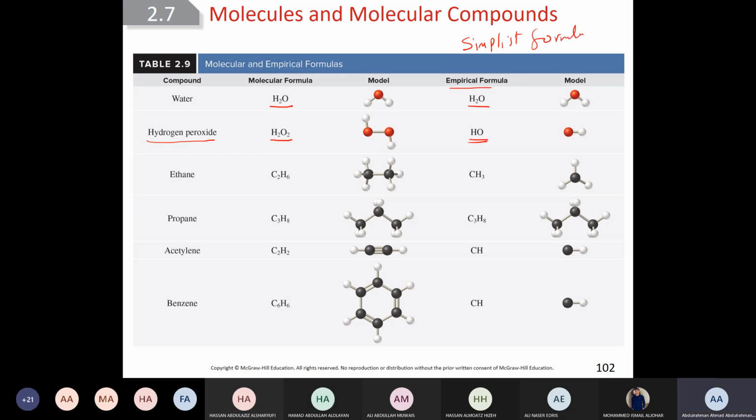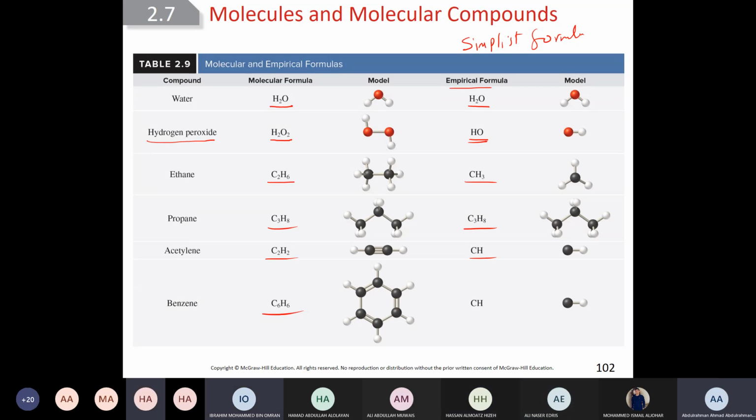Clear? How about C2H6? Can we make it simpler? Yes. How? Divide by 2, so CH3. How about C3H8? Can we make it simpler? No. How about C2H2? Yes. But how about C6H6? Yes.